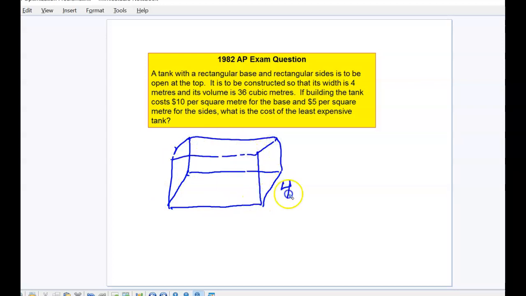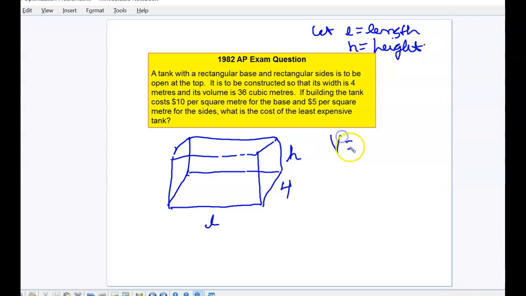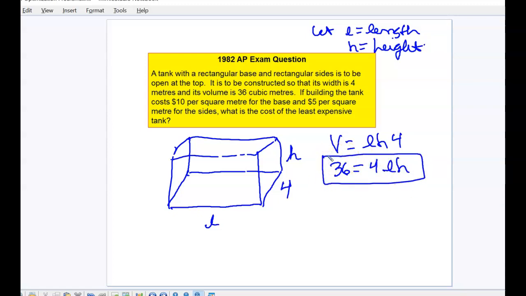Okay, it tells me the width is 4, and we're going to let this be the length and this be the height. So again, let L equal the length. We're going to let H equal the height. And the volume of this tank would be L times H times 4, and we know that the volume is going to be 36 cubic meters. So 36 is going to be 4 times L times H. There's one of my equations.